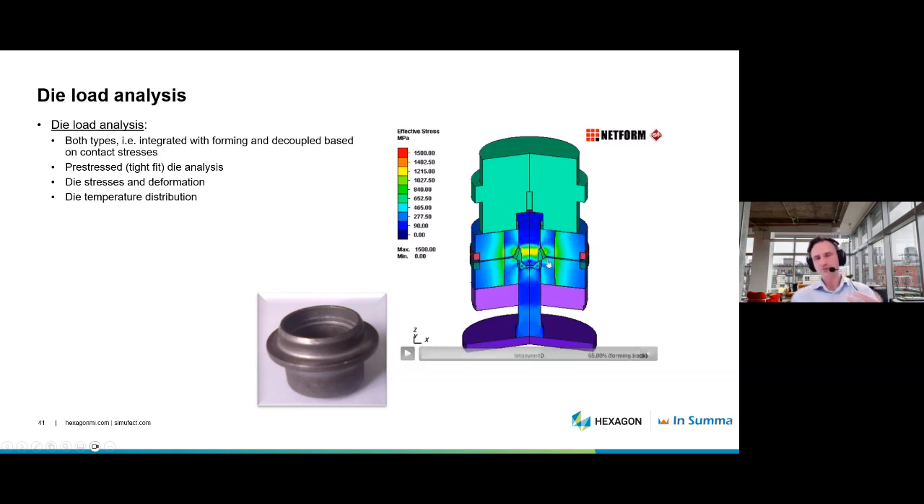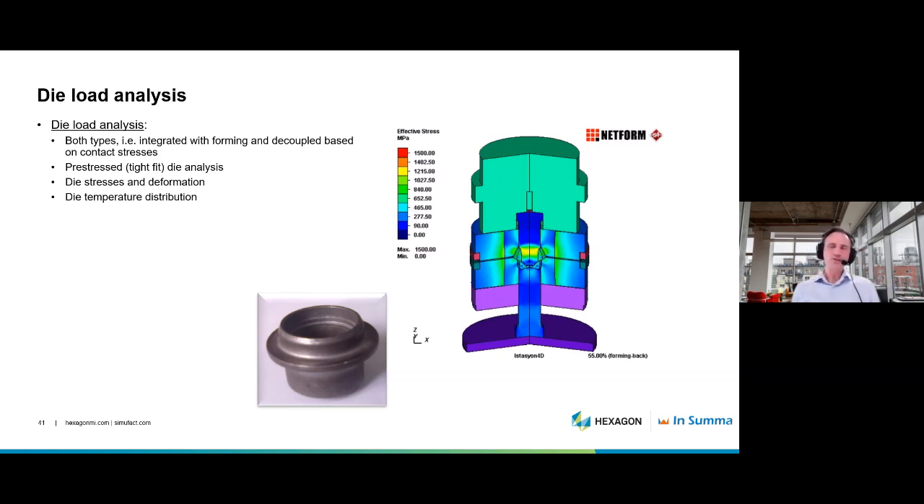So you can run this type of analysis to see what the forming process will do with your tools, what kind of contact stresses are developing between the blank and the tool, and what that means in terms of the stresses developing in the tool itself, in terms of the risk of cracks, etc. So you can run this type of analysis to estimate the behavior of the tools, and also to look at the elastic deflections in the tools.